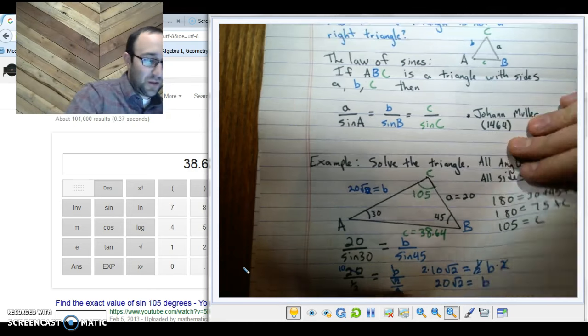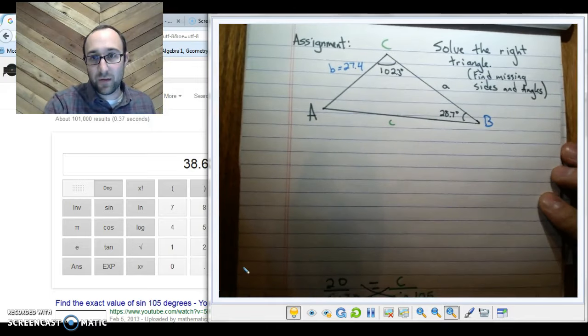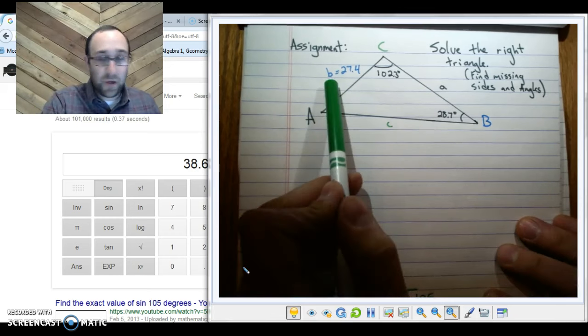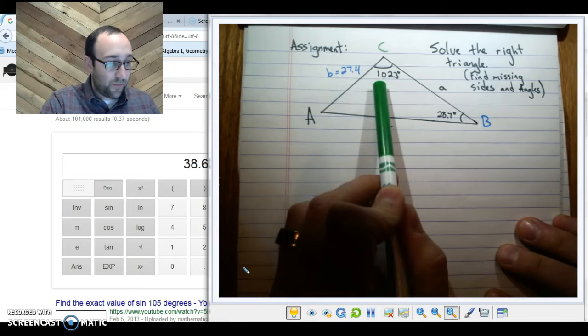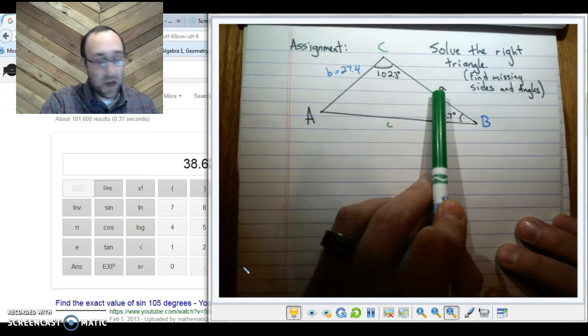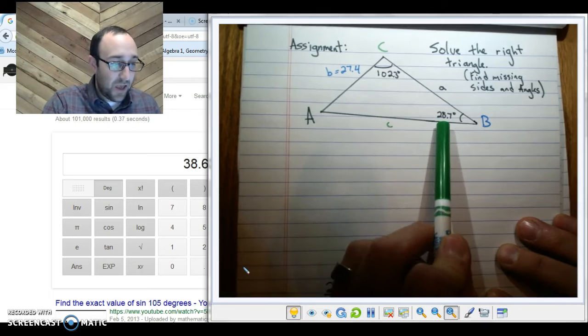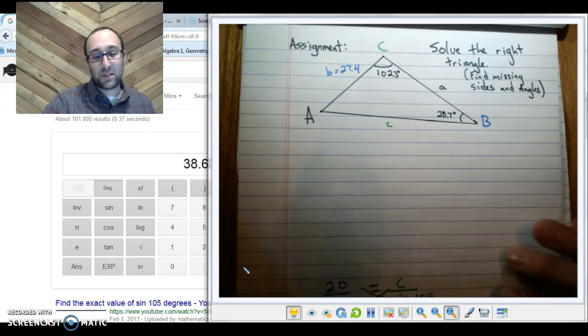All right, good. Here is your assignment. It is solve the right triangle, which again, remember, means find all the angles, all the sides. I've given you B is 27.4 for the side. We don't know side A. We don't know side C. Angle C, 102.3. And angle B is 28.7.